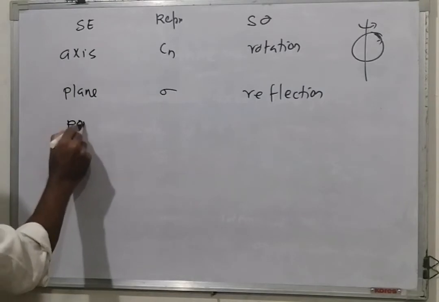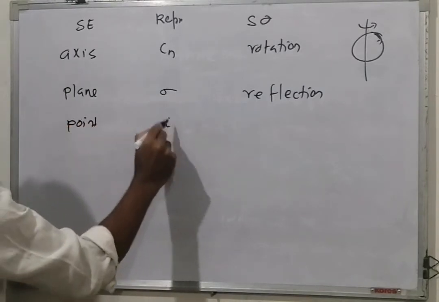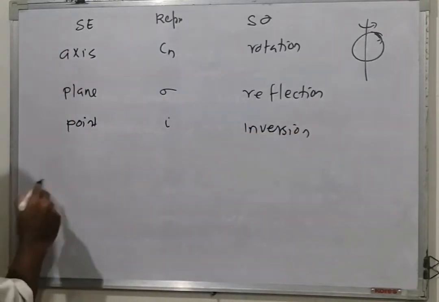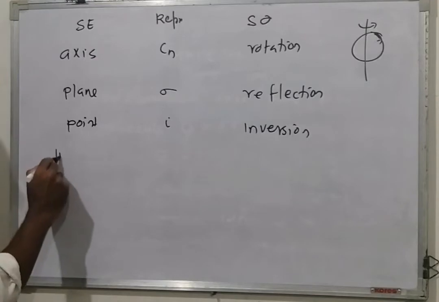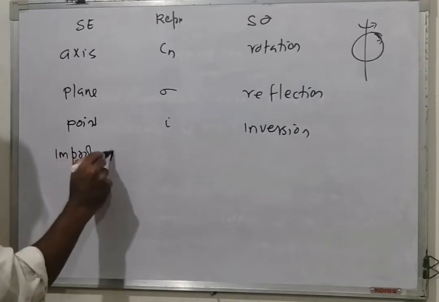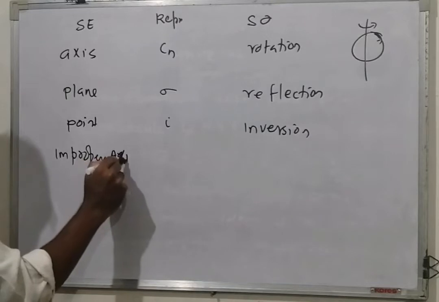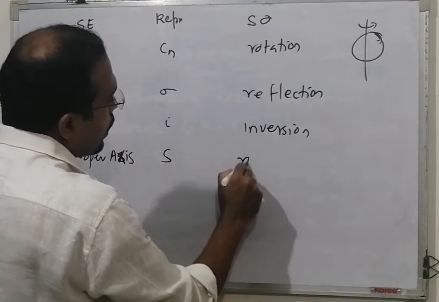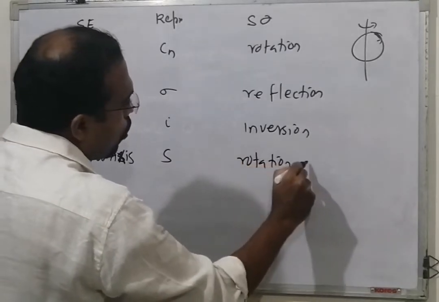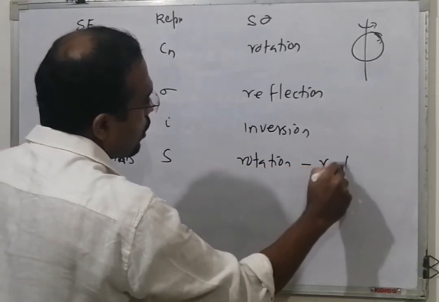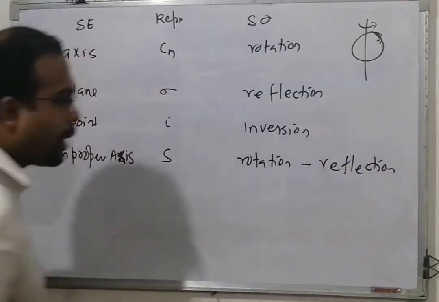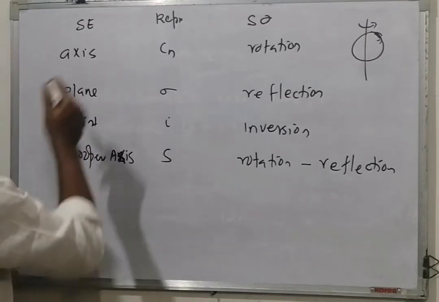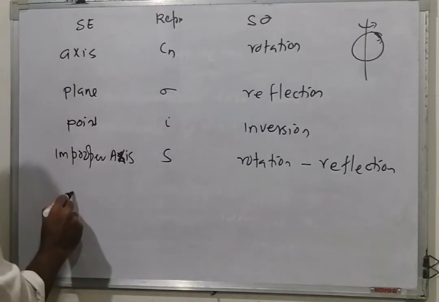Third, the point, the center point, that is i, inversion. Now, the improper axis S is nothing but a rotation followed by reflection. Rotation followed by reflection. Then next is identity.